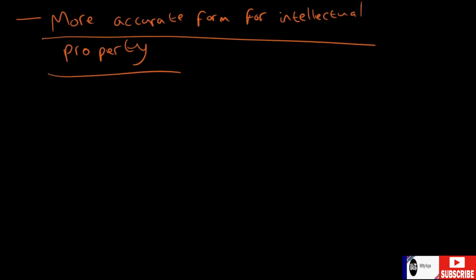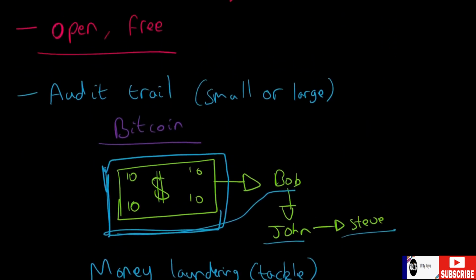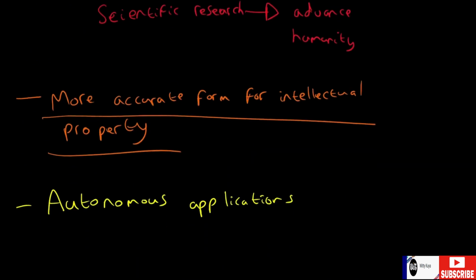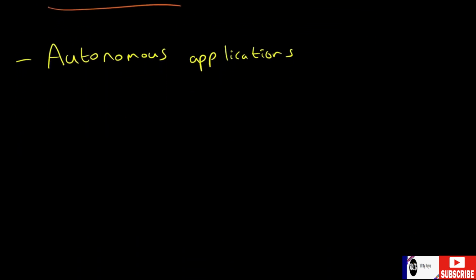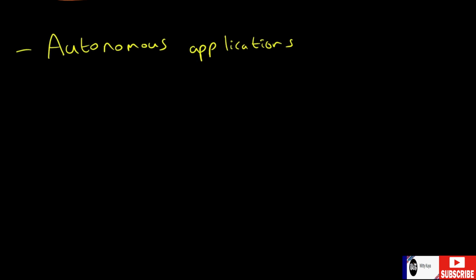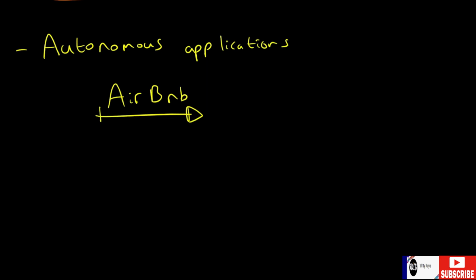Another great example is autonomous applications. I will discuss everything that we've discussed in here in more depth with real life applications, whether they exist or how they could exist. But in the form of autonomous application, you could have something like Airbnb and have it fully automated, and that would work.